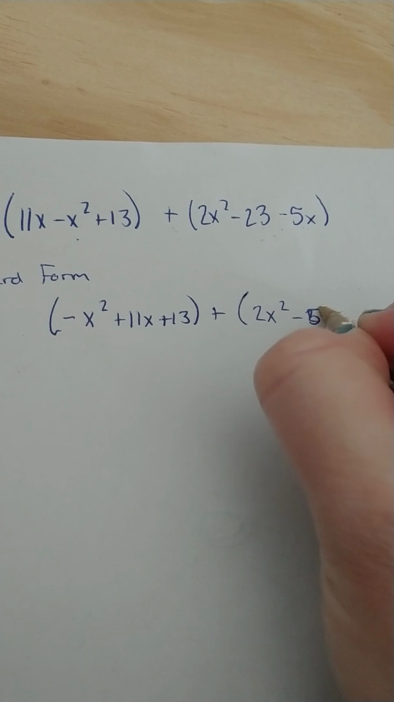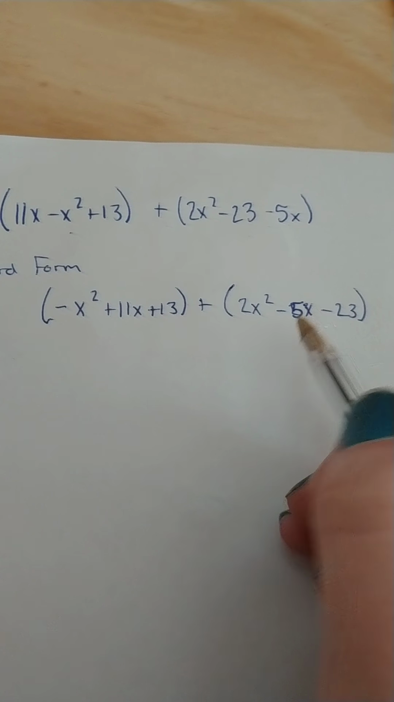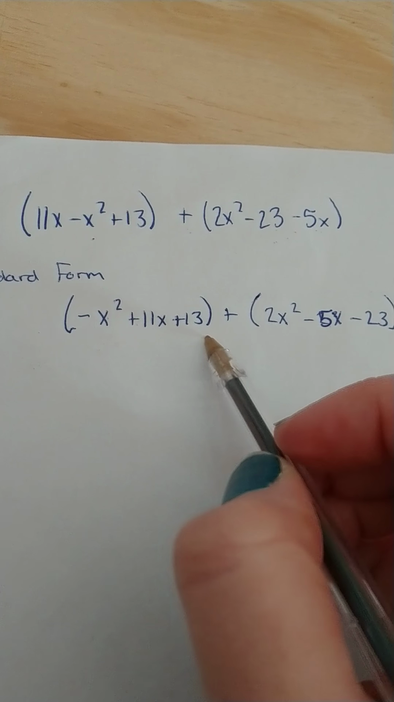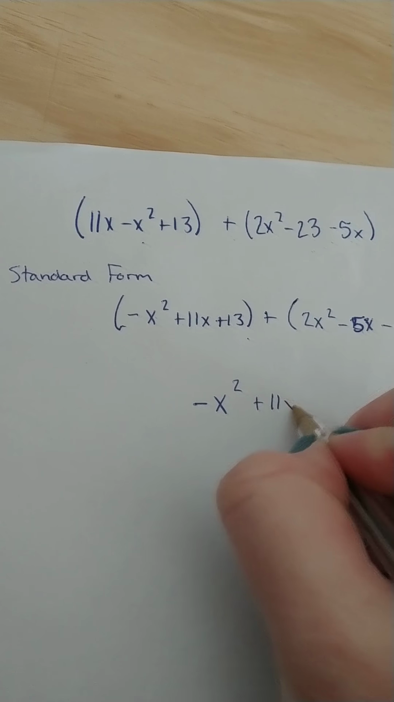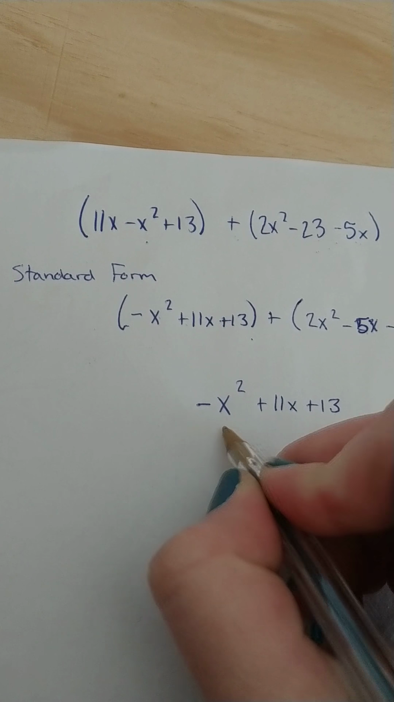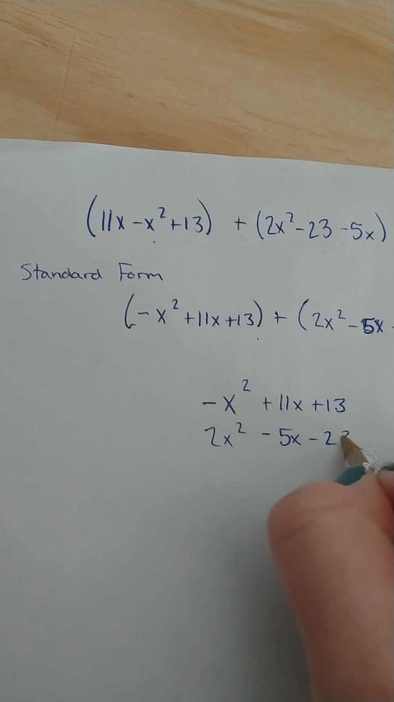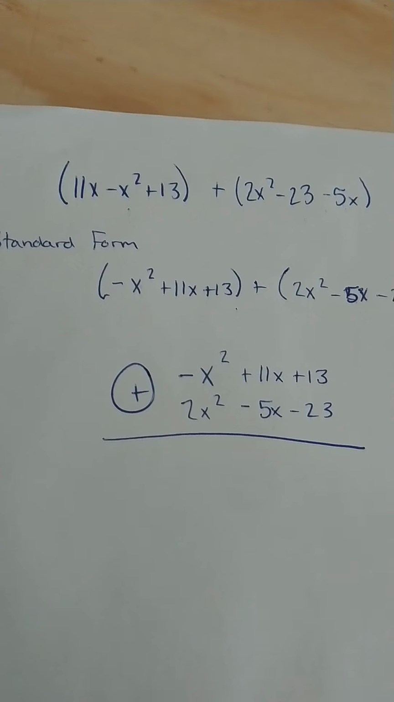No, I just tried to rewrite it. Minus 5x minus 23. Now, it goes 2, 1, none, 2, 1, none. It's in the same order, and since we're adding, I'm going to set it up like an old school addition problem, where you write one on top of the other. Put a big addition sign right there and go ahead and add.